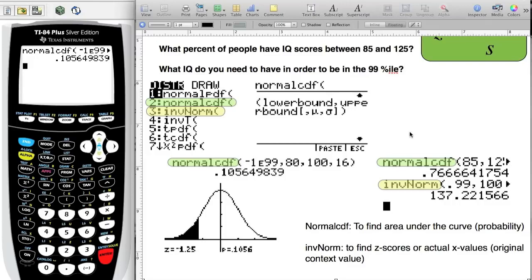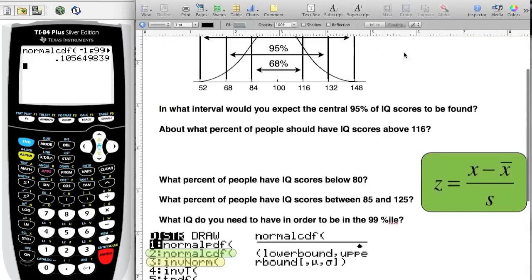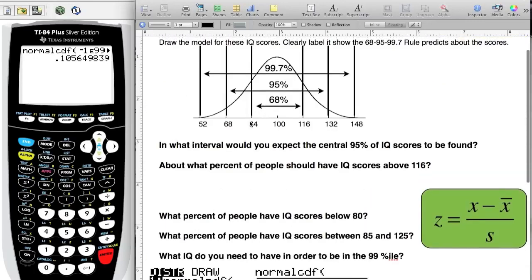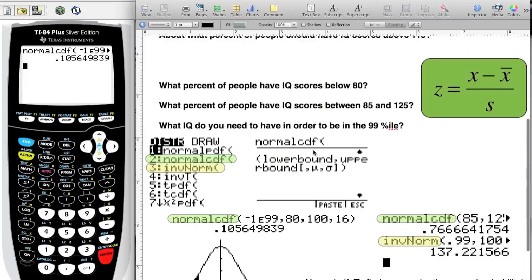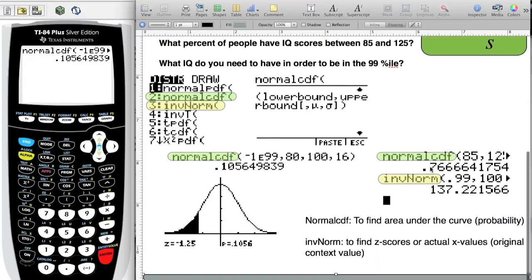And you would think that that's a fairly large percentage. If we go back up to the top, it's going to be more than 68% because it's 84, just past that, right? So we're looking at 85 to 125. So it's going to be more than 68%. And that's totally confirmed when I have almost 77% here.